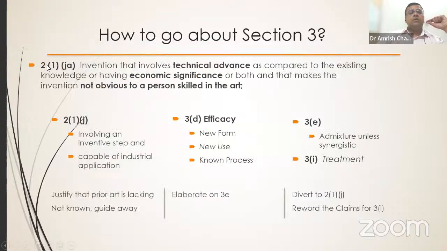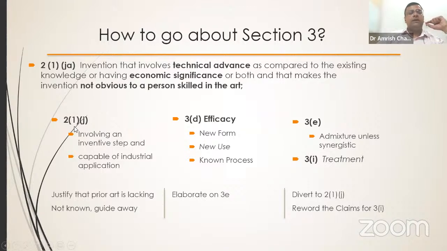So there is another section called 2(1)(j), which says that the invention involves technical advancement as compared to the existing knowledge or has economic significance or both, and makes the invention not obvious to a person skilled in the art. So this is what section 2(1)(j) says: involving an inventive step and capable of industrial application. 3(d) deals with new form, new use, or a known process. 3(e) is about admixture, and 3(i) is for treatment.